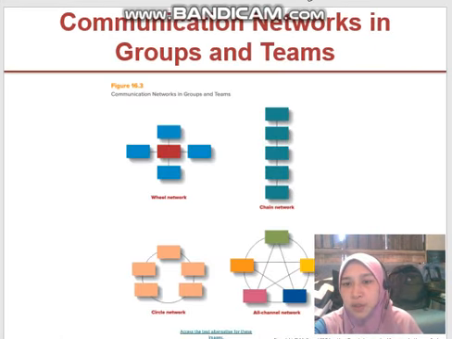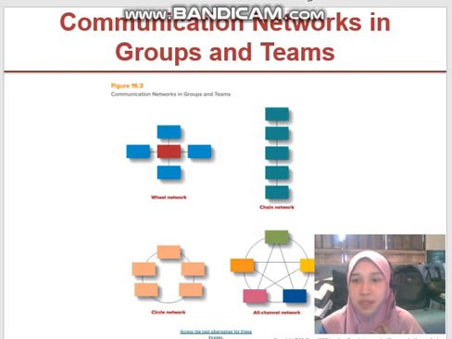The first type of communication network in groups and teams, as you can refer to the slide, is known as the wheel network. Information flows to and from one central member. Other group members do not communicate with each other. Often used in command groups with full task interdependence, like a taxi driver reporting to a dispatcher. So in this wheel network, for example, I am the manager and I distribute the information to A, B, C, D. But A, B, C, D then will not communicate the information with each other.